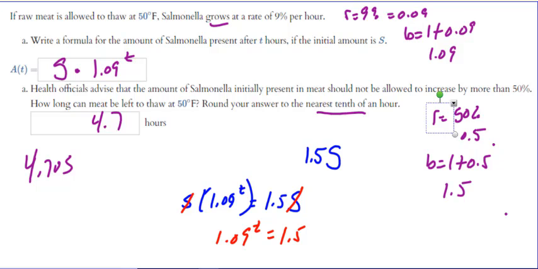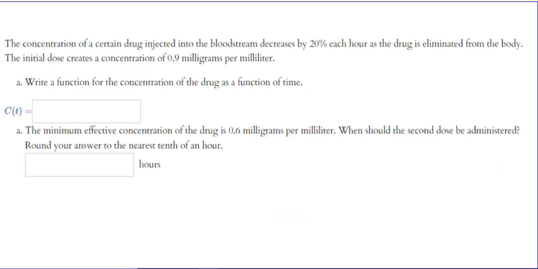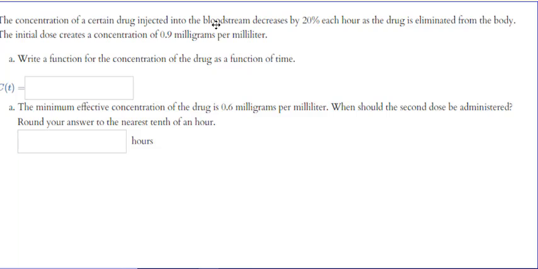There you go. Now, that's growth. Let's look at one that's decaying. Okay, the concentration of a certain drug decreases by 20%. So that's a rate, 0.2. So base equals 1 minus R. So base equals 0.8. Write a function.